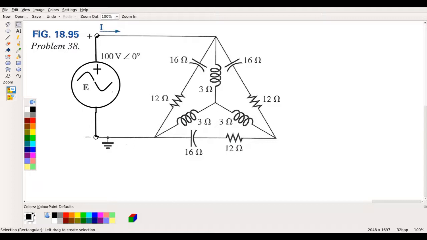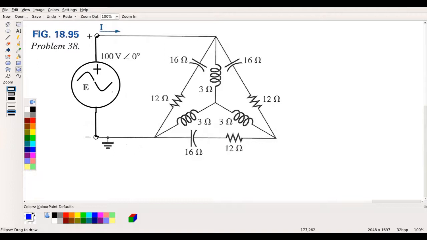Then we will be able to determine the total current I up here, and then we could go back through and determine individual currents if we want. Looking at this circuit, we have a delta with capacitors and resistors, and then we have a Y with inductors. And so what we need to do is convert and simplify.